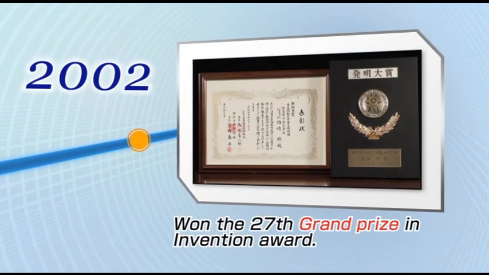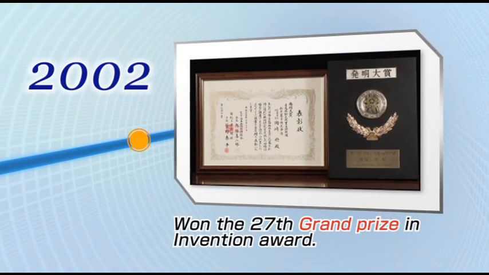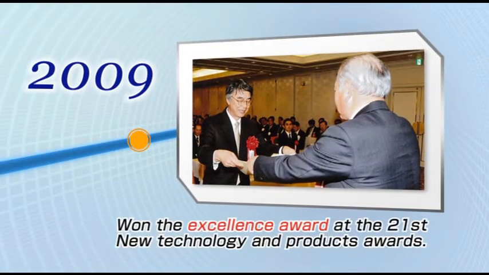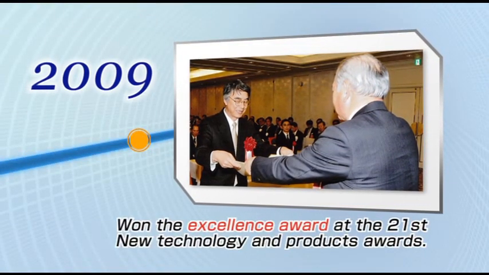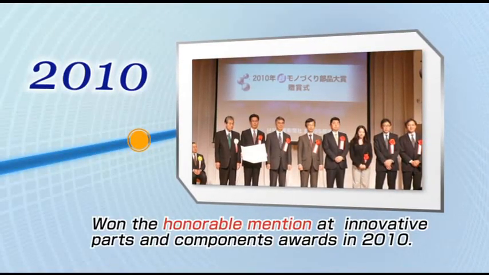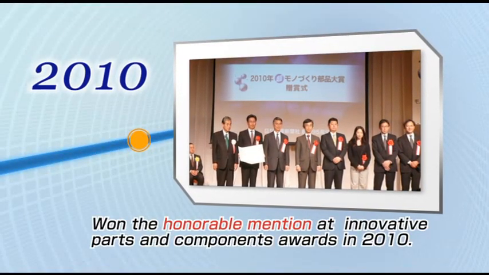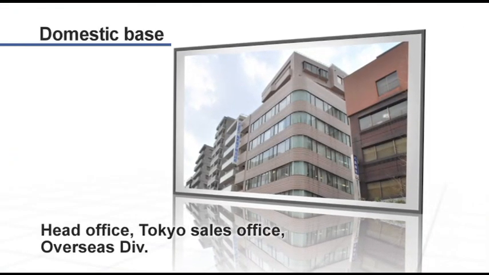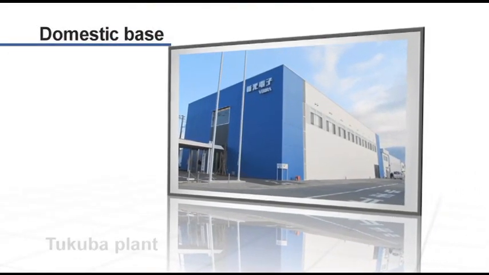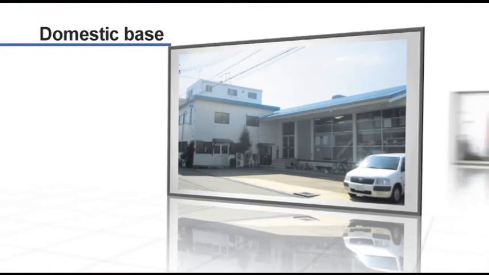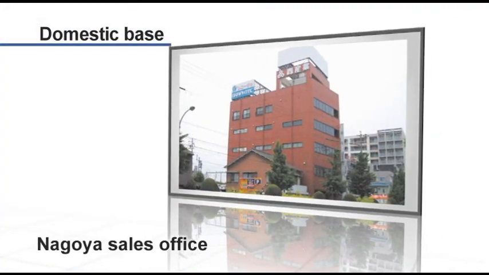Shinko Denshi has been creating and offering high-quality products and services in the measurement field. And we have been recognized with many prestigious awards. In Japan, in addition to the head office in Tokyo, we have branches in Tsukuba, Kansai, and Nagoya.